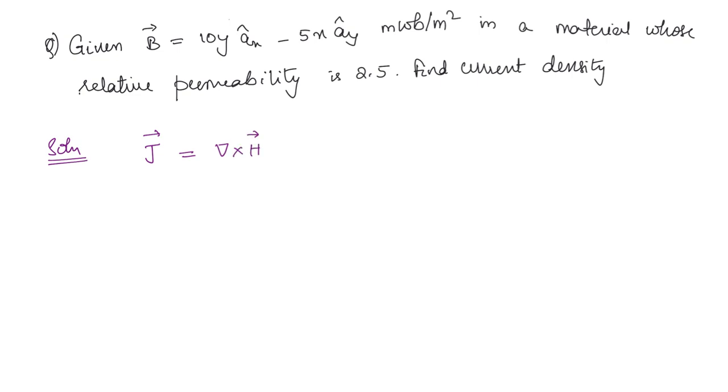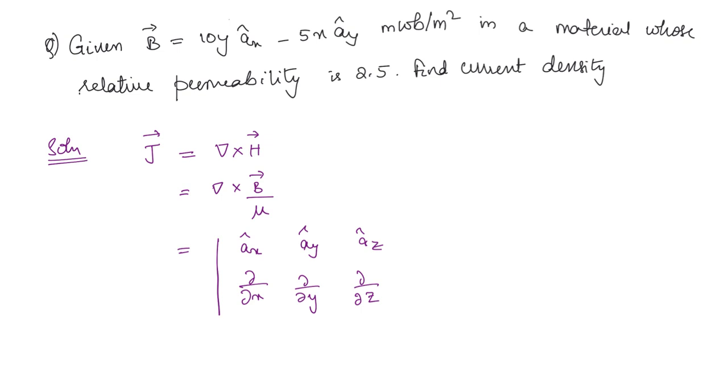But here H bar is not given, B bar is given, but we can write H bar in terms of B bar, right? So del cross B bar by mu. Del cross something is the curl of that vector. So that is going to be Ax cap, Ay cap, Az cap, dou by dou x, dou by dou y, dou by dou z, and in the last row there will be components of B bar by mu. By mu should not forget here.